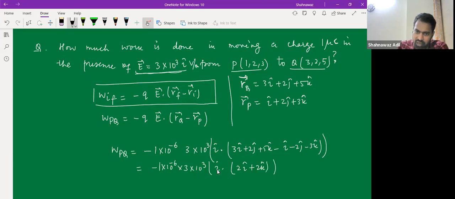Right, so I at the final point will survive, I at K is 0. So we will have minus 10 to the power minus 6 into 3 into 10 to the power 3 and 2. So this would be how much? 6 minus 6 into 10 to the power minus 3 joules, right? So this would be the answer.